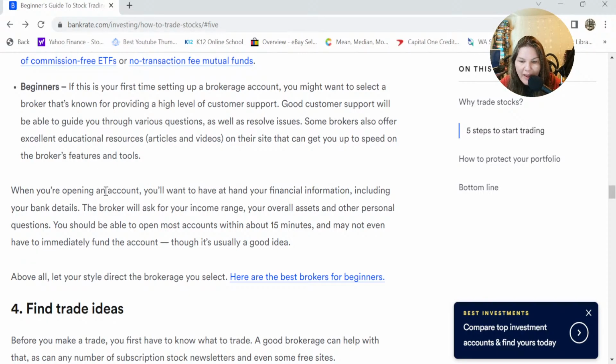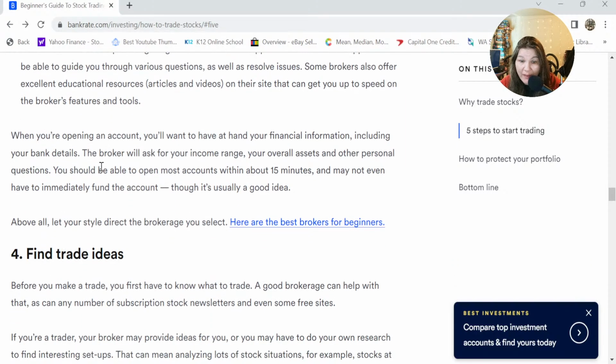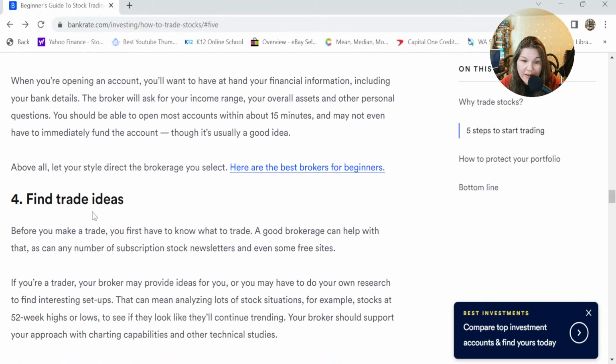So when you're opening an account, you'll want to have at hand your financial information, including your bank details. The broker will ask for your income range, your overall assets, and other personal questions. You should be able to open most accounts within 15 minutes and may not even have to immediately fund the account, though it's usually a good idea.